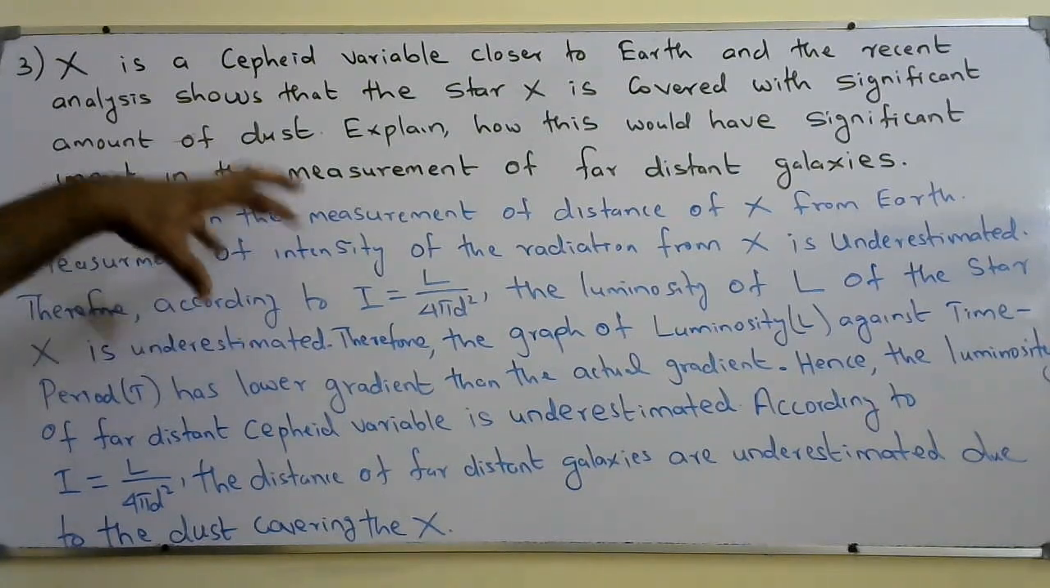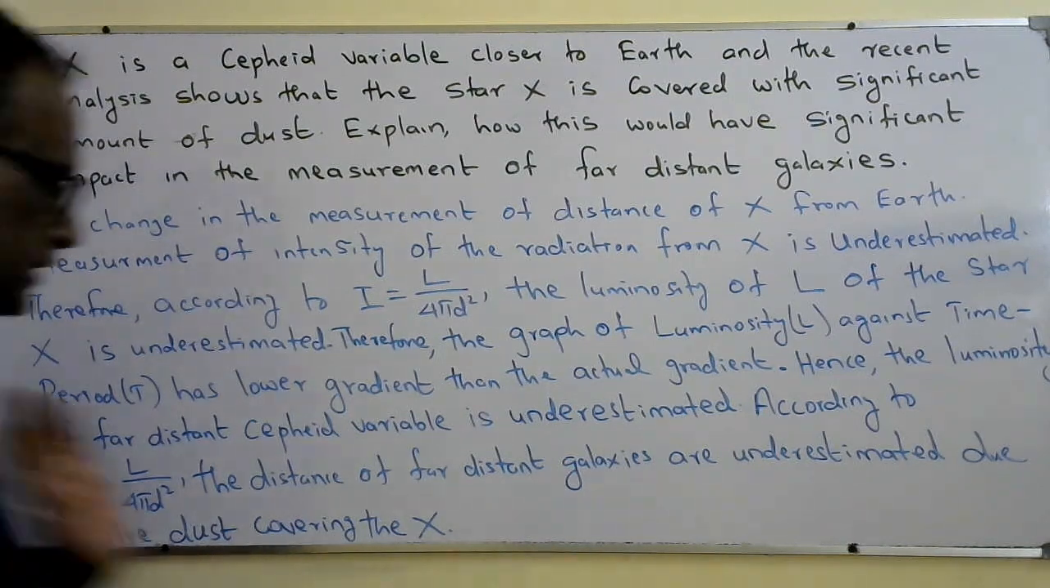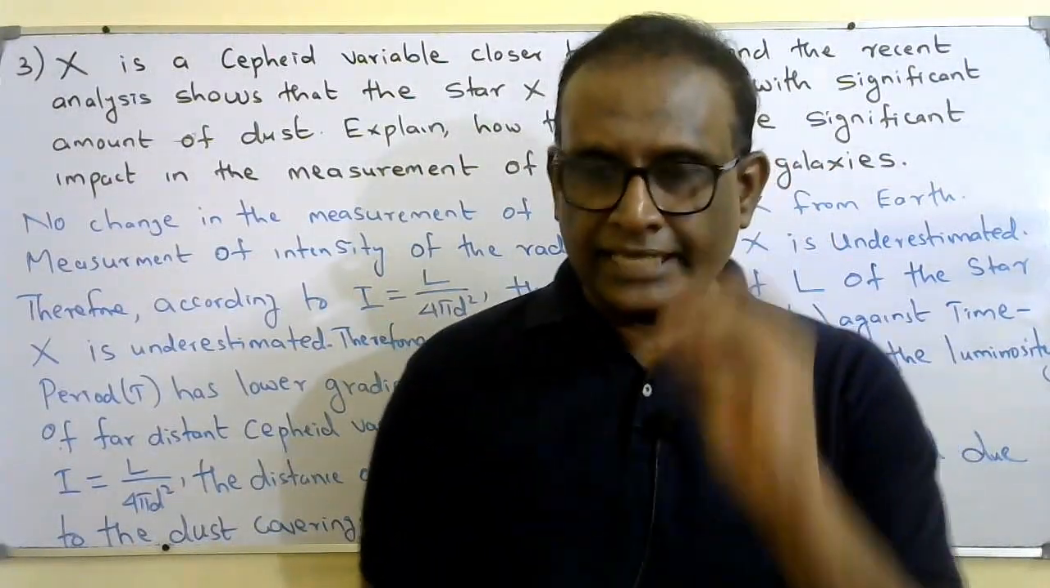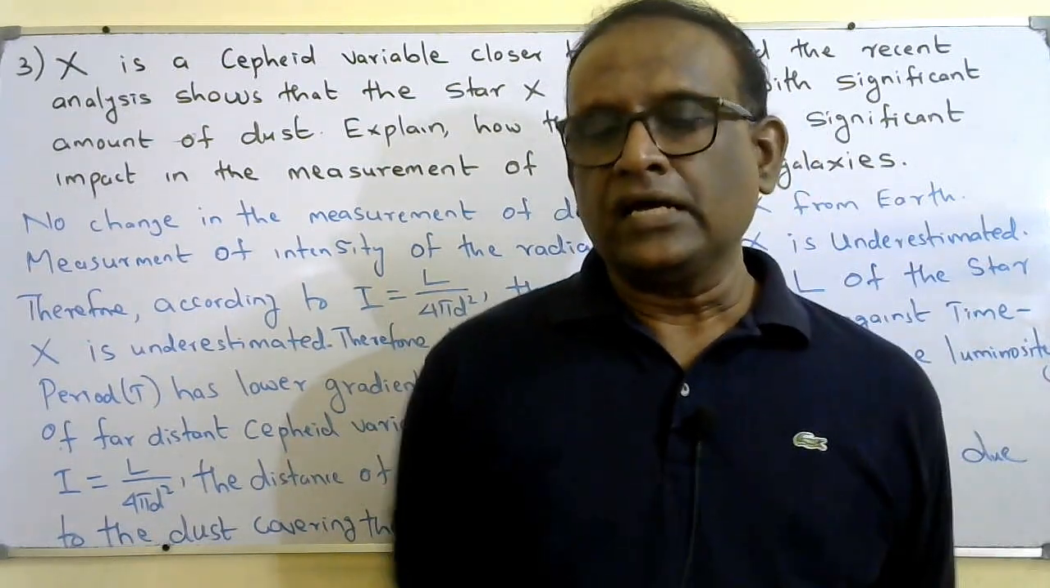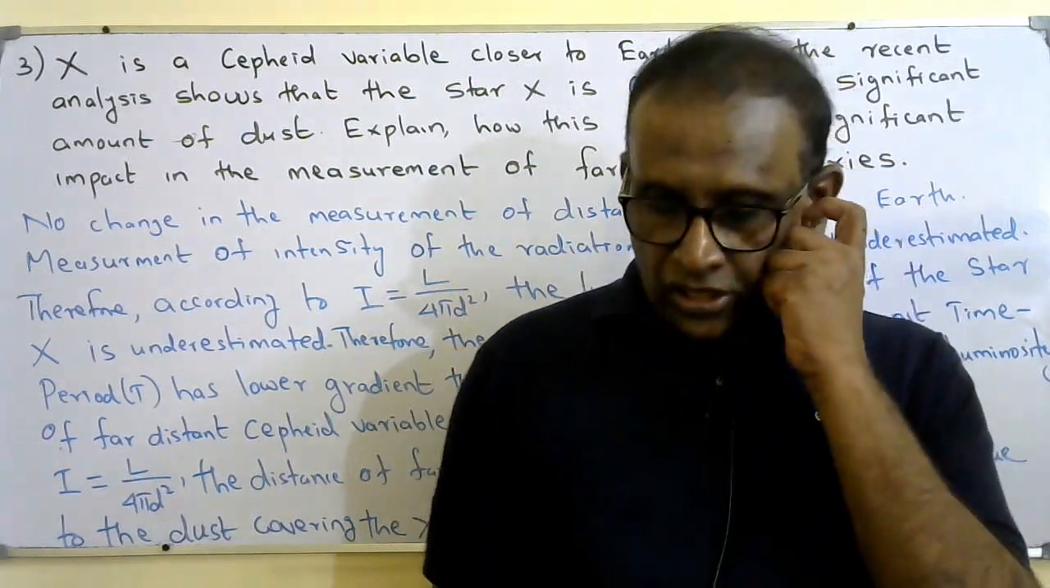Intensity is underestimated because of the dust covering X. Therefore, the luminosity L is underestimated. Therefore, the graph of luminosity against time period has a lower gradient than the actual gradient. Hence, the luminosity of the far distant variable is underestimated. According to I equal to L over 4 pi d squared, the distance of far distant galaxies is underestimated due to the dust covering the Cepheid variable X, which is used as one of the data points to plot the luminosity against time period graph.